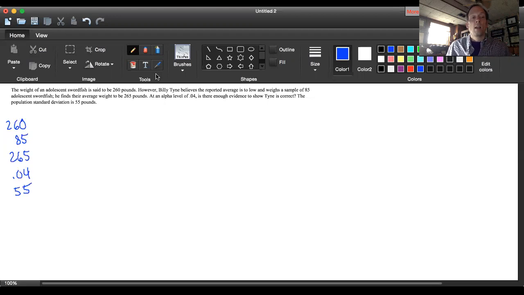The first number that they gave us was 260, and the words they use around 260 is average weight. They present average, and I'm thinking of two symbols, X bar or mu. The only way I can figure out which one to use is to look at where the other average came from. It looks like the other average is 265 pounds, and this 265 pounds appears to be connected to the information they're giving me when they're reporting the sample of what happened with 85 fish. So that's going to help me make the distinction that 265 belongs with the X bar, and 260 belongs with the mu.